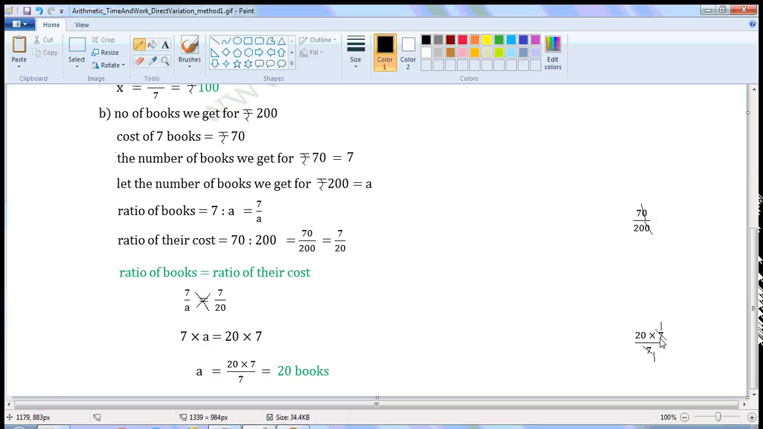When we divide 7 with 7, we get 1. When we divide 7 with 7, we get 1. The values left are 20 into 1 by 1, which is equal to 20. So A is equal to 20 books. Number of books we get for rupees 200 is equal to 20.